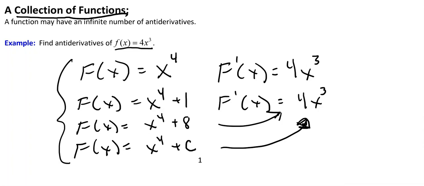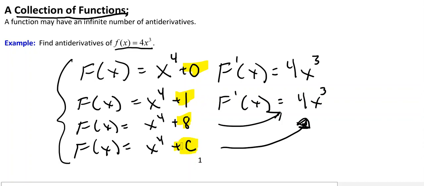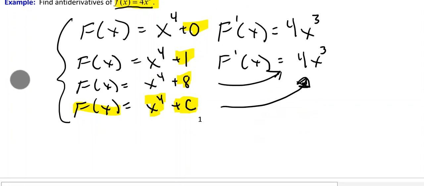Since we don't know what the constant is, in this first case we're assuming the constant is 0. Maybe the constant is 0, maybe it's 1, maybe it's 8, maybe it's 1/2, maybe it's a million, maybe it's negative 0.2. We don't know. So what we do is we always just say plus some constant c. When we're finding the antiderivative of a function like this, we'll say the antiderivative is x to the fourth plus some constant c. And we're going to do that for all of the rest of the problems that we do.